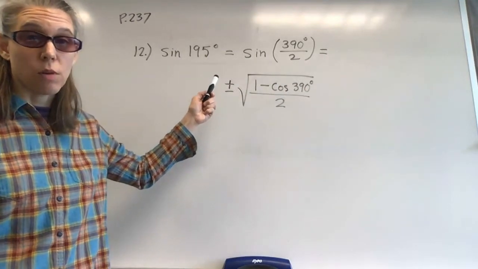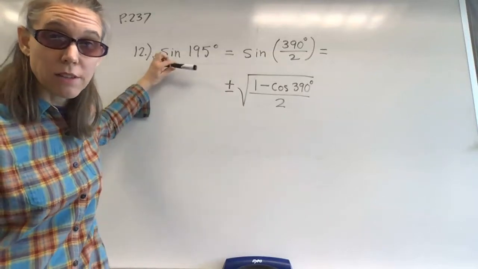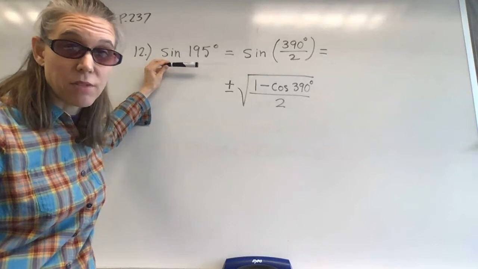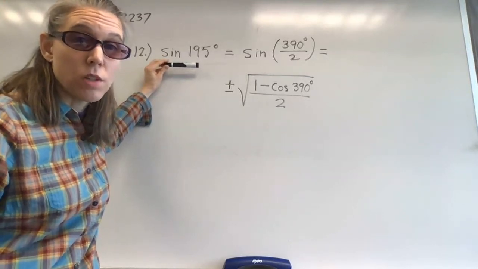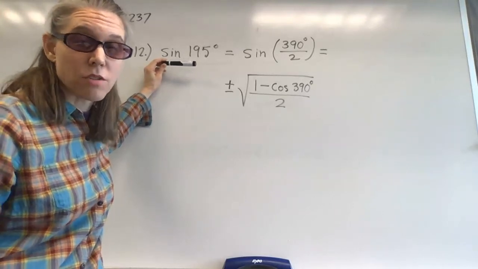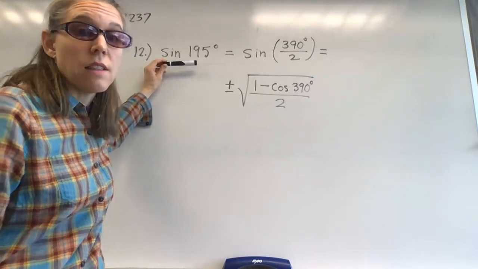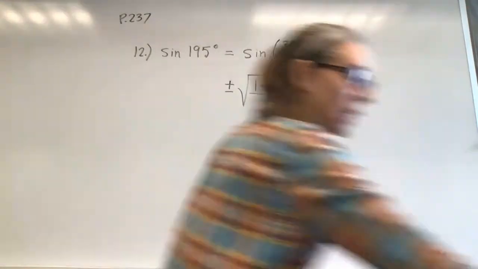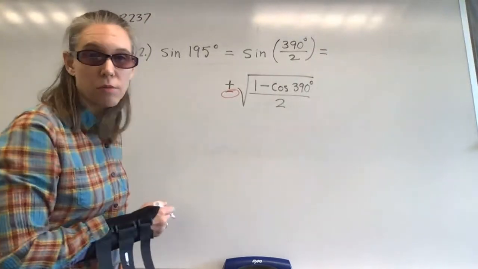How do we pick whether we have a plus or a minus value? Well, it's really simple. Go back to the original thing you're trying to figure out. Sine of 195 degrees, is that going to be positive or will it be negative? Which quadrant is 195 degrees in? The third quadrant, right? So because 195 degrees is in the third quadrant, then the sine value for 195 degrees is negative. So we choose the negative going forward.